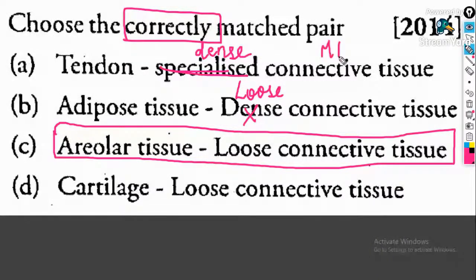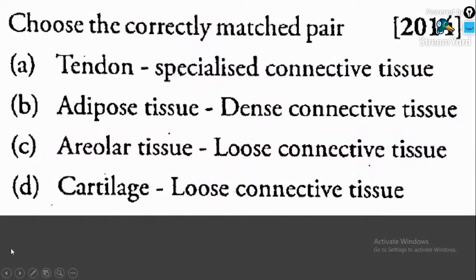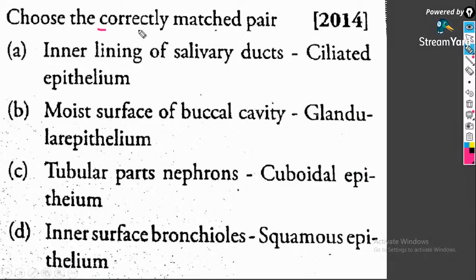So use this code, BTM or MBT: muscle to bone by tendon, not ligament. BBL, at least study this. BBL, bone to bone ligament. Then what about cartilage? Cartilage is a specialized connective tissue. So all the connective tissues are interchanged over here. From this, option C will be the correct answer. Areolar tissue is an example of a loose connective tissue. Next question, also simple. Choose the correctly matched pair.